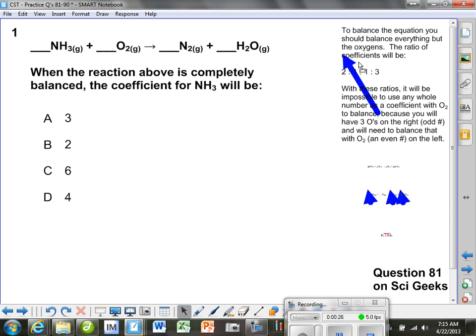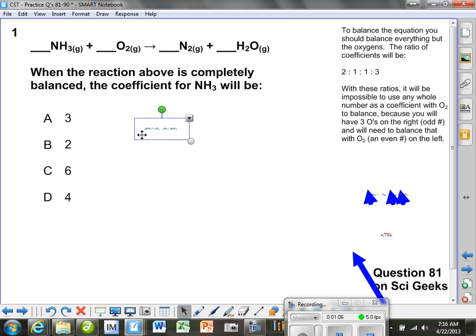you should balance everything but the oxygens. Why? Because the oxygens here are all alone. And when I do that, I come up with this ratio. So with these ratios, it will be impossible to use any whole number as a coefficient with oxygen to balance, because you will have 3 oxygens on the right side over here because the coefficient is 3, and you'll need to balance that with oxygen, which is an even number on the left, and you can't change that subscript. So what you're going to have to do is get just a little bit creative.